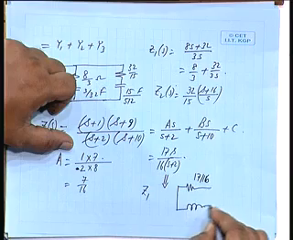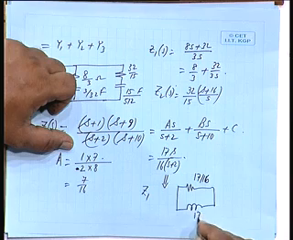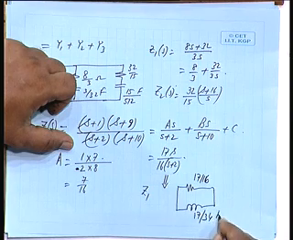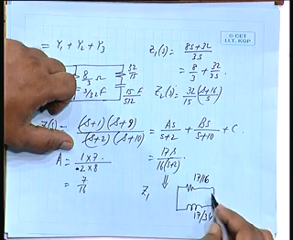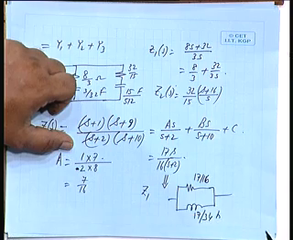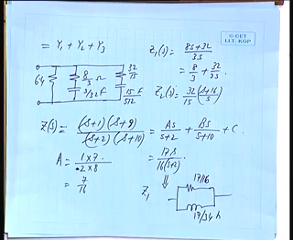17 by 34 into S is the impedance of what? It will be an inductance, Henry. 17 by 34 S means 17 by 34 Henry. So, it is basically a parallel combination of RL elements. Is that all right?